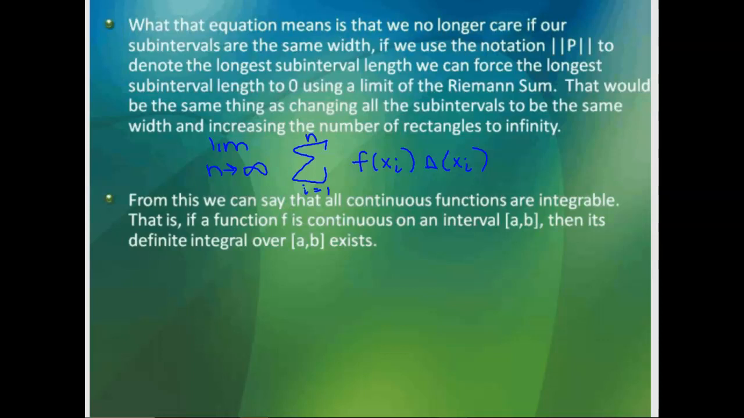That leads to the big conclusion: all continuous functions are integrable. Just like in order to be differentiable, it had to be continuous. If it is continuous, it has an integral.